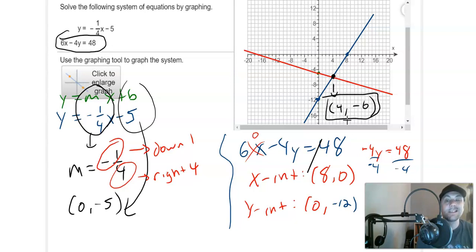That's where they cross. That point is a solution to both equations at the same time because that point is on both of these lines. It's on the red line, which makes it a solution to this equation. It's on the blue line, which makes it a solution to this equation. So it solves both equations at the same time, which means it's a solution to the system of equations. So we have 4 comma negative 6. That's what you would type into MathExcel.